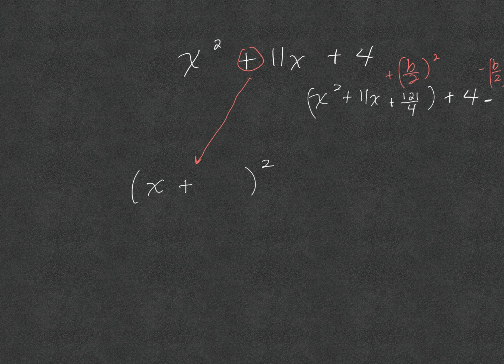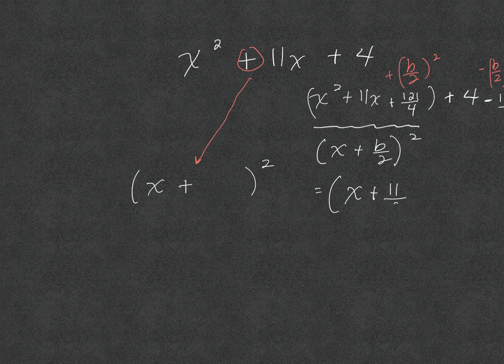Subtract it here, 121 over 4. Now, I know what you're thinking. This is getting into some big fractions. That's okay. That's okay because that often happens. Now, this part right here is going to turn into, remember, x plus b over 2 squared. So that's going to be x plus 11 over 2 squared.